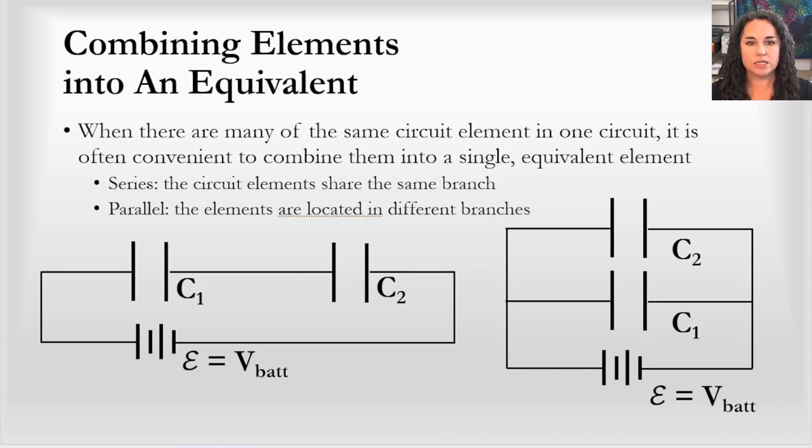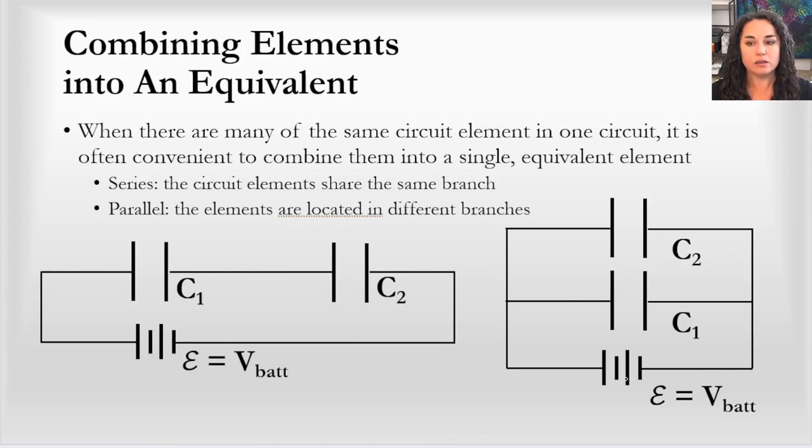So series: we're going to notice that circuit elements share the same branch. You see this circuit on the left. Those two capacitors are in the same branch as the battery, right? If I follow that wire, once I leave one of those capacitors, I have no choice but to go through the other capacitor and go back to the battery.